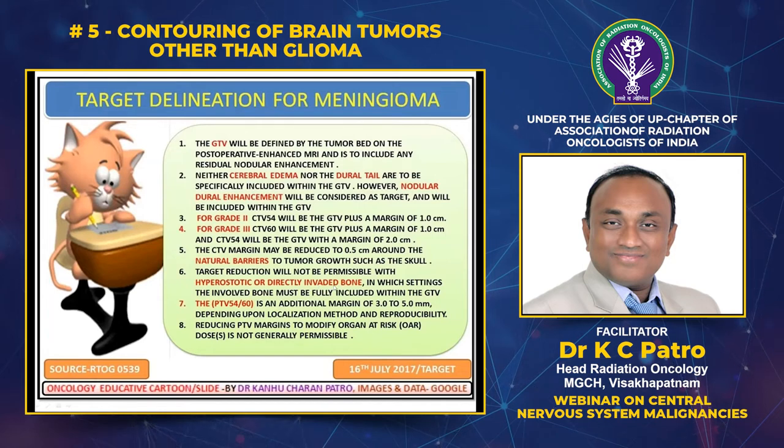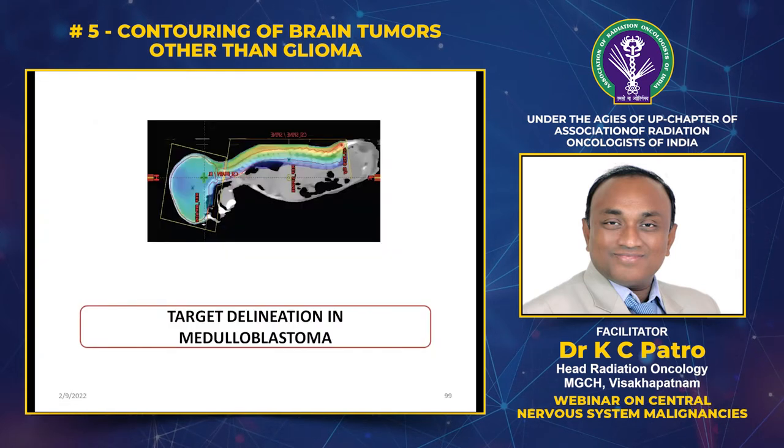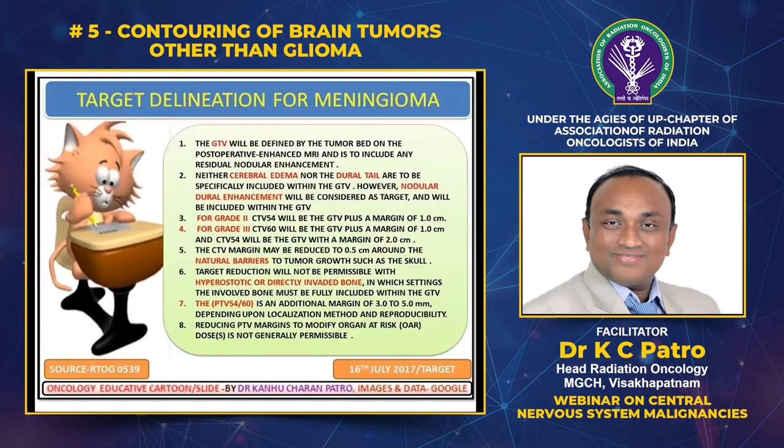And you should give 0.3 to 0.5 cm PTV according to your reproducibility, localization method, and your institutional protocol. Reducing the PTV margin to spare organs at risk is not generally permissible. So this is all about meningiomas.